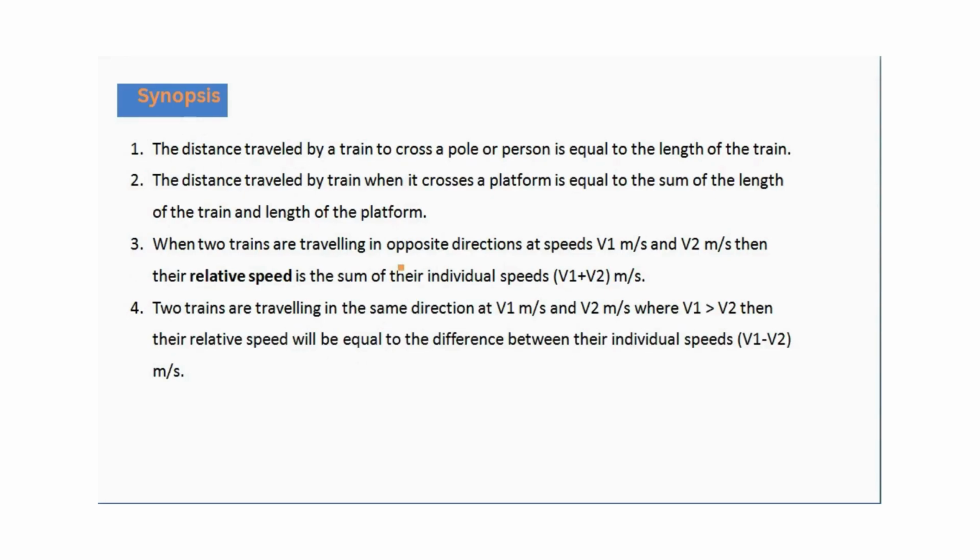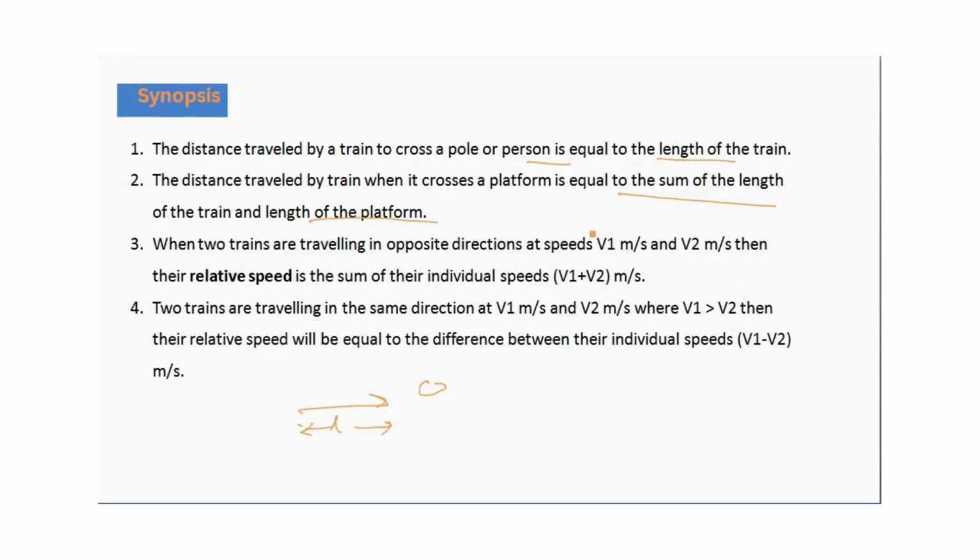Coming forward, the distance travelled by a train to cross a pole or a person is equal to the length of the train. That means the train is passing in this direction. If its length is L, and it is crossing a person or pole here, the distance is just equivalent to the length of the train, that is L. When the train crosses a platform, you have to add the length of the train to the length of the platform or any bridge it is crossing.